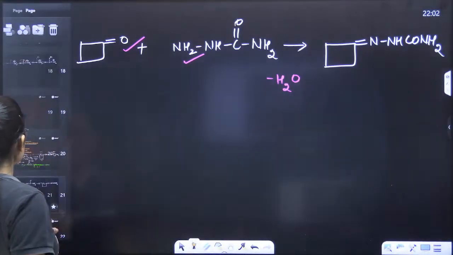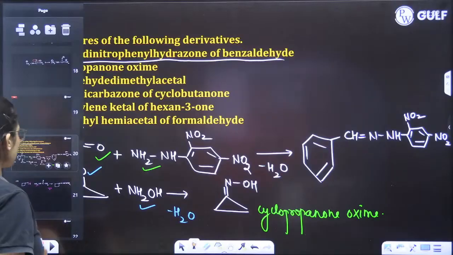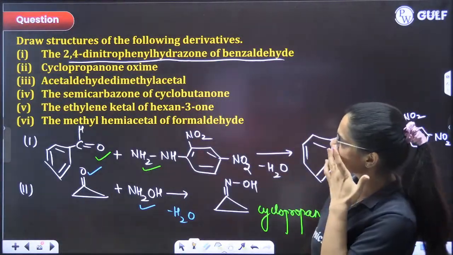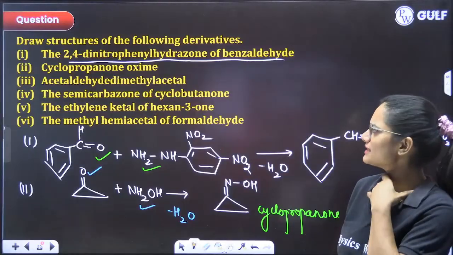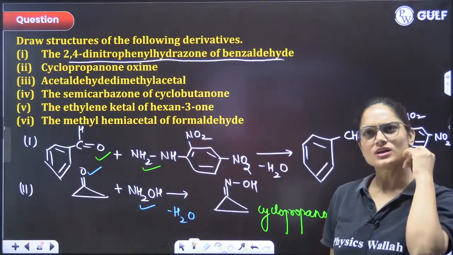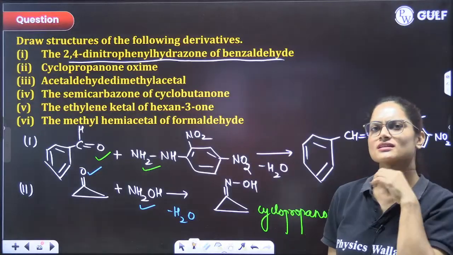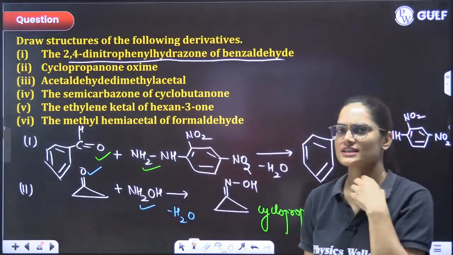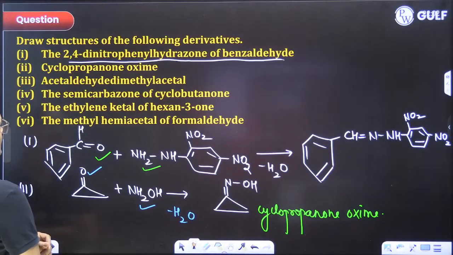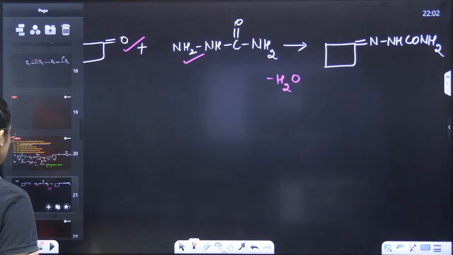Third one, the third one was left out. Sorry, I missed that. This was the fourth one. The third one is acetaldehyde dimethyl acetal. I think I explained this reaction to you, right? Acetal, hemiacetal, acetal, with alcohol. So let's do the third part, acetaldehyde dimethyl acetal.